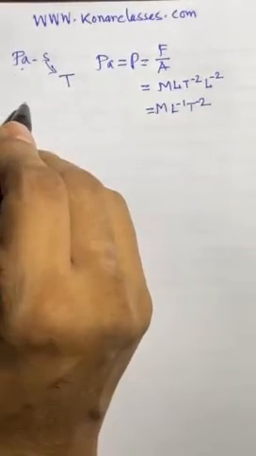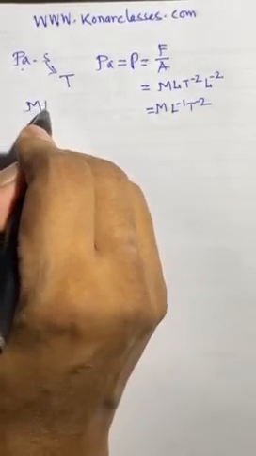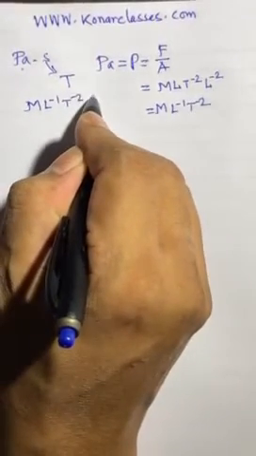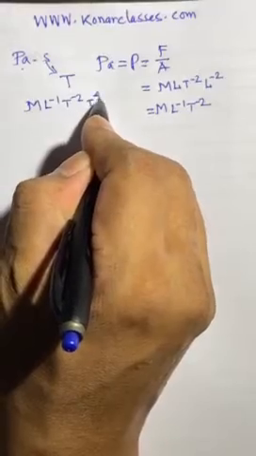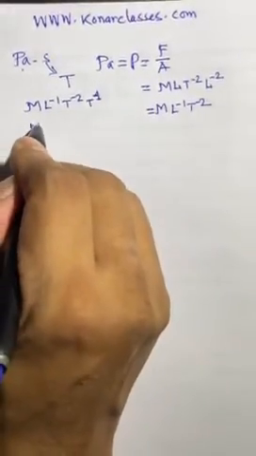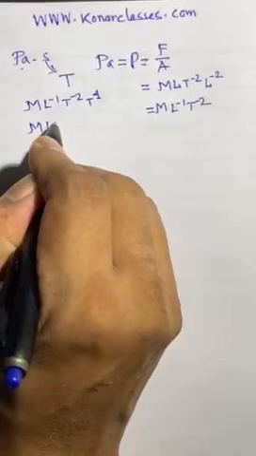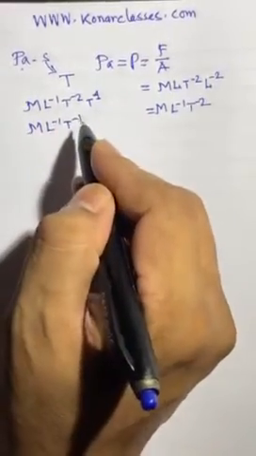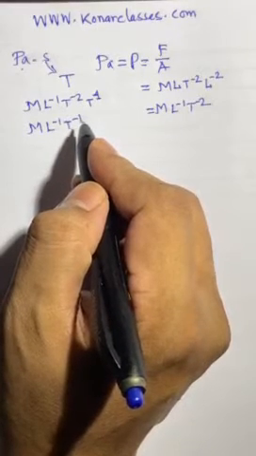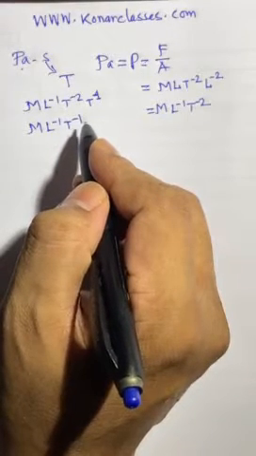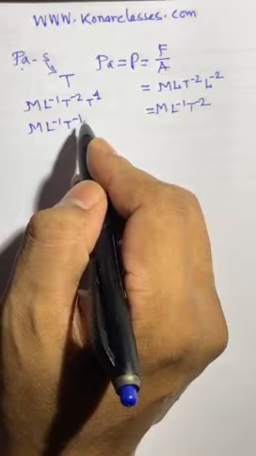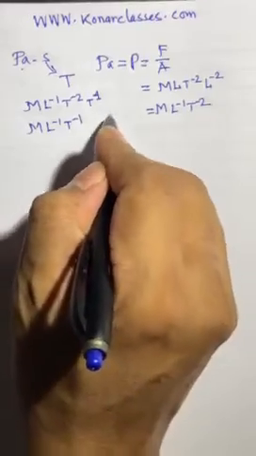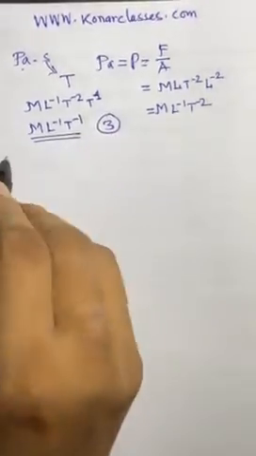So Pa.s will come m l to the power minus 1 t to the power minus 2 into t to the power 1. So here the dimension will come m l to the power minus 1, then t to the power minus 1. Now check on the right hand side with which it is matching. It is matching with line number 3, m l minus 1 t minus 1. So it is matching with 3. So you can put like this.